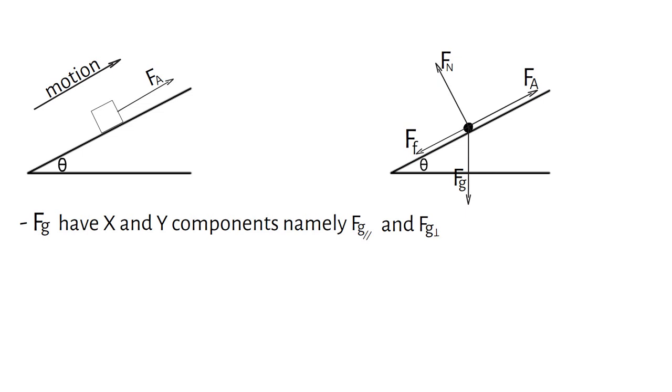So the components of FG, we call them FG parallel. Why do we call it FG parallel? Because it is parallel to the surface where the object is. And FG perpendicular, because it is perpendicular to the surface.